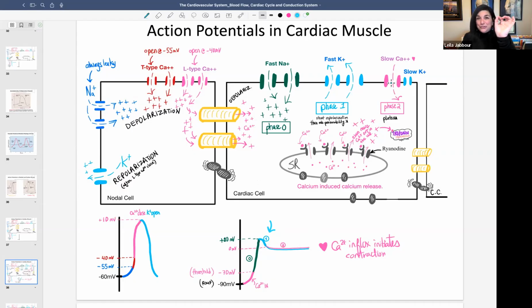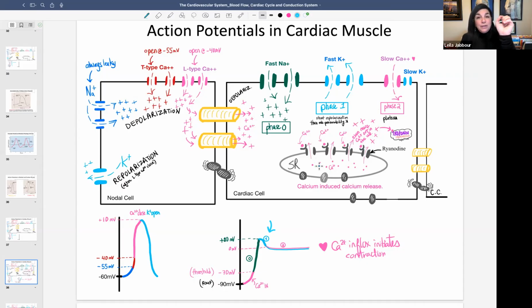During the plateau phase, phase 2, that influx of calcium ions is when contraction is initiated. Finally, we're contracting. So the calcium that is coming from the outside is very important, but it's not enough. It's not all the calcium that's going to be available for the cells to contract. The calcium in the SR is going to come out as well.